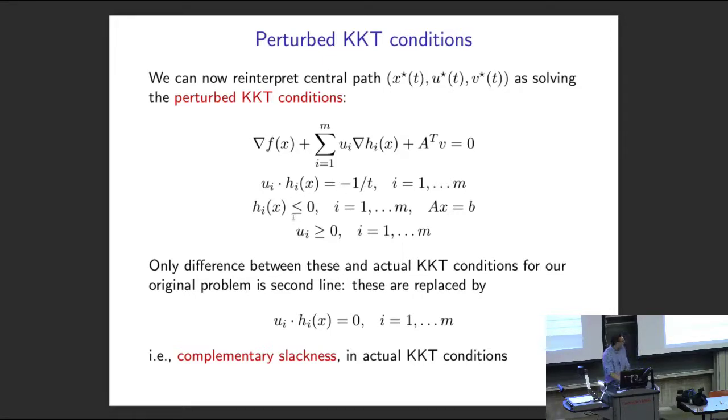All of these hi's have to be less than or equal to 0. That's true from the central path KKT conditions. It actually gave us a strict inequality. Ax equals b, also true from the central path equations. And all of the ui's have to be bigger than or equal to 0. That's actually just implied by these two constraints. The fact that hi is less than or equal to 0 and ui times hi is something negative implies this one, but I'm writing it down anyway for emphasis.